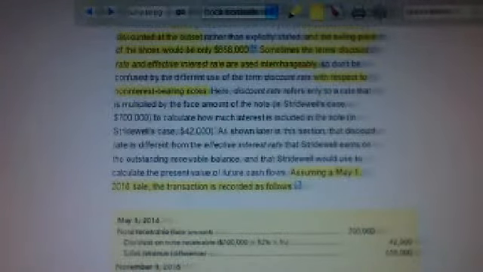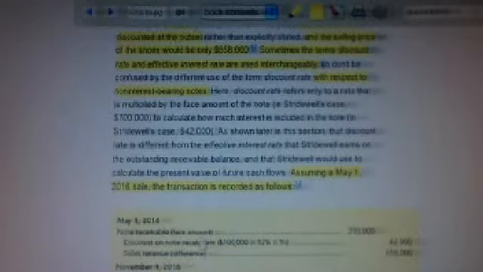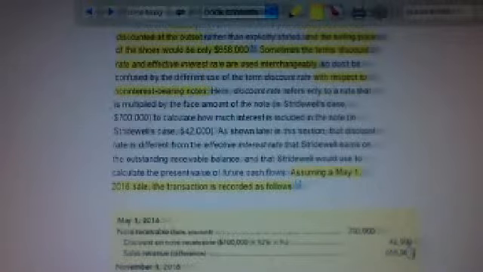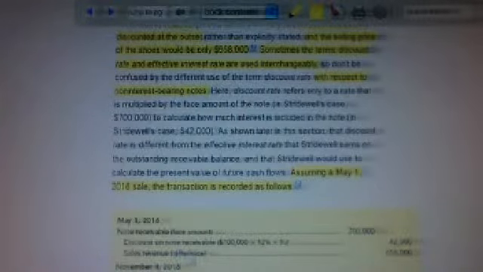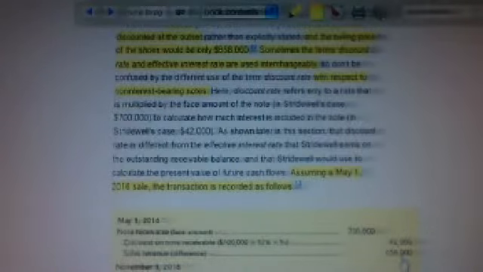Now, on a May 1st, 2016 sale, the transaction would be recorded as follows, with the information that we were just given in the paragraph. The note receivable face amount would be debited for $700,000. We would credit the $42,000 discount to an account called Discount on Notes Receivable. This is a contra asset account related to the note receivable. You can see that it's contra and it has opposite side balances, a debit for the note, a credit for the discount. The sales revenue, or the difference between the two, as we noted above in the paragraph, is credited for $658,000.